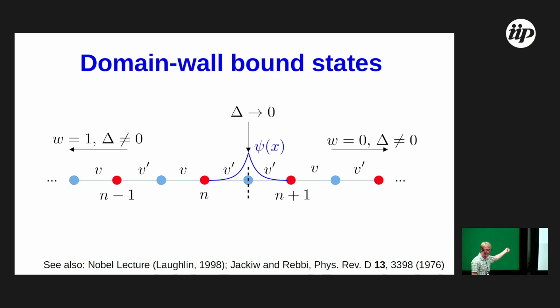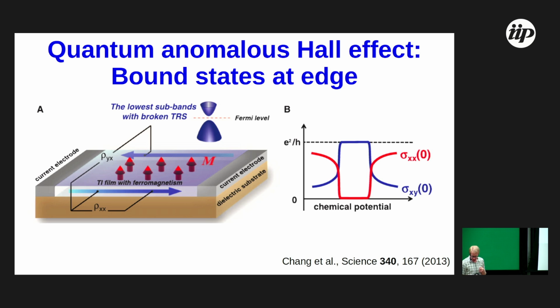So not just in the 1D tight binding chain described here, but also in two-dimensional systems, where the winding number can be replaced by the Chern number, say the number of times the effective spin will wind the Bloch sphere in traversing the Brillouin zone. Okay, and then these bound states underlie things like the quantum anomalous Hall effect.